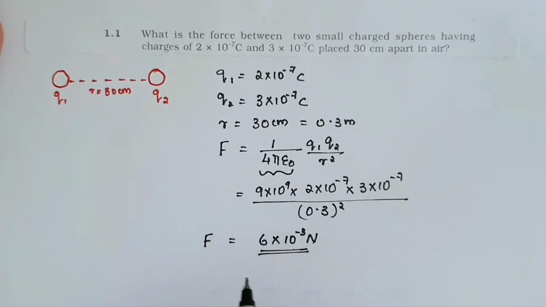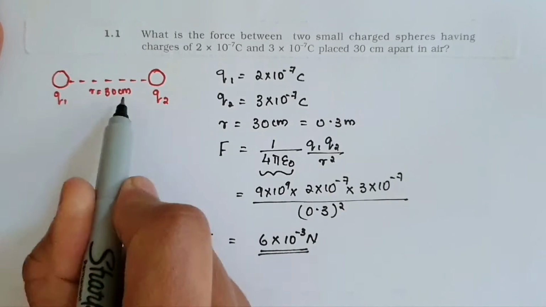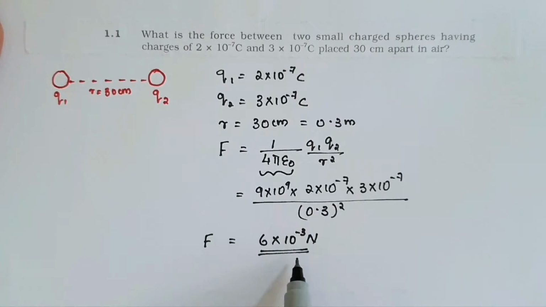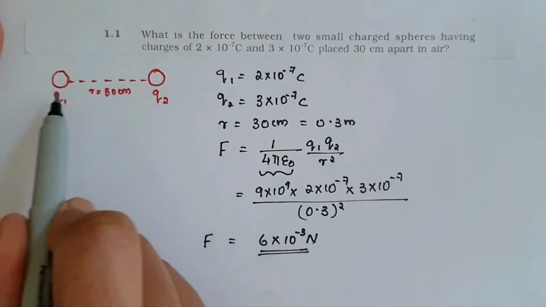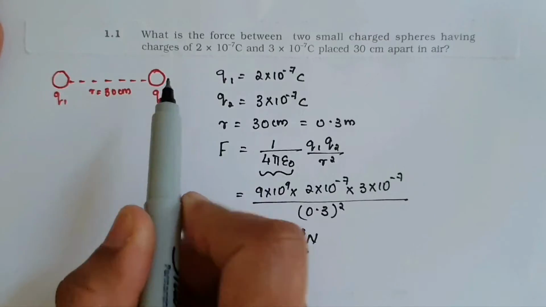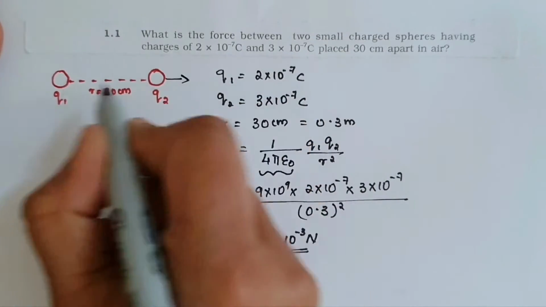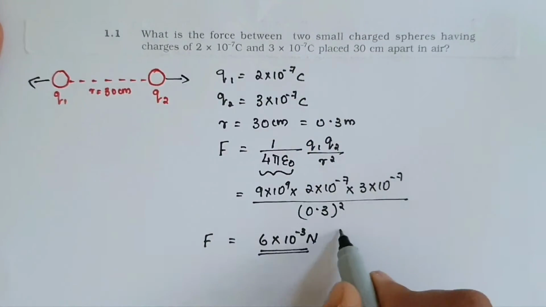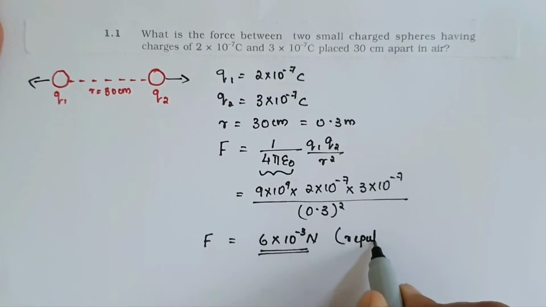Therefore, the force between these two small charged spheres is 6 × 10^-3 Newton. Since these two spheres have the same charges, both are positive charges, the force between them will be repulsive in nature. This is repulsive force.